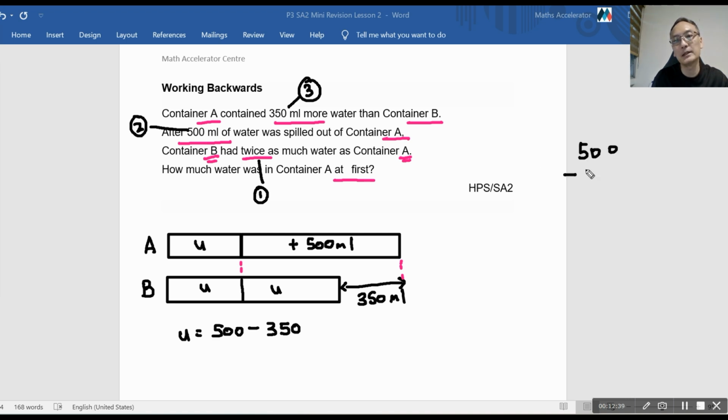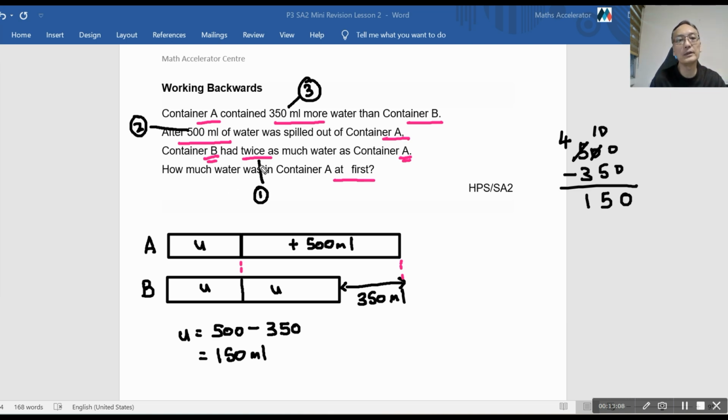500 minus 350. 0 minus 0 will give us 0. Okay, 0 cannot minus 5. Remember, we have to borrow from 5. Then we get 4. Then over here, we get 10. 10 minus 5, we will get 5. 4 minus 3, we get 1. So we know that the difference between these two numbers is 150 ml.